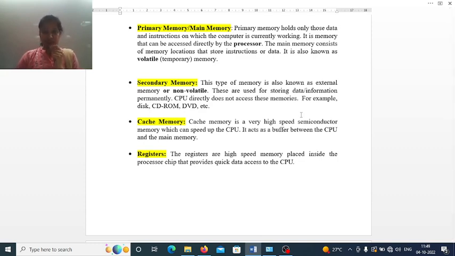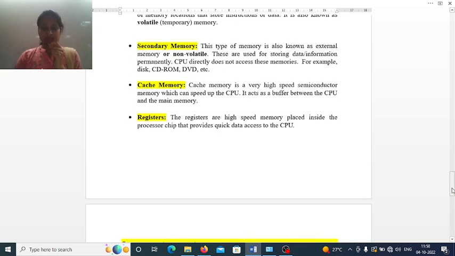Next is cache memory. Cache memory is very high speed semiconductor memory which can speed up the processor. It acts as a buffer between the processor and the main memory. So the main function of cache memory is to speed up the CPU.